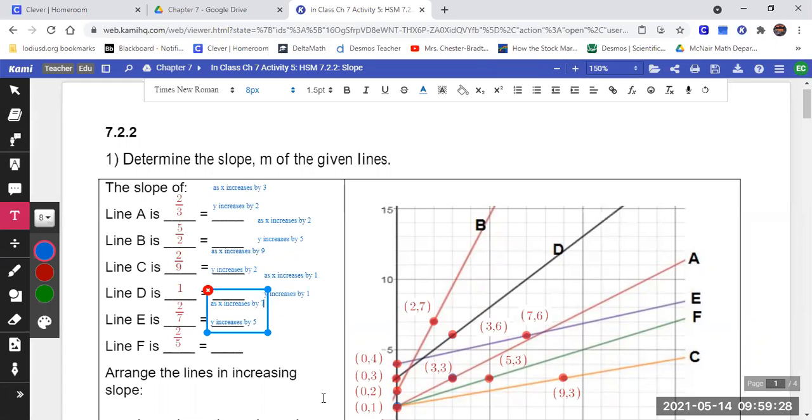Seven. Y increases by 2. Okay, last one. What are we going to say? As x increases by 5, y increases by 2.